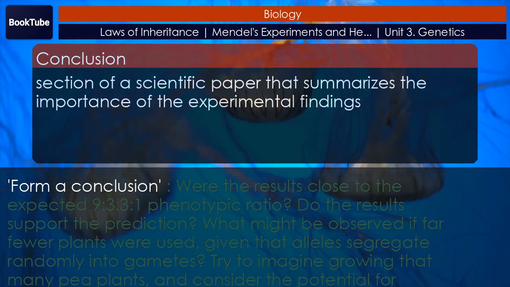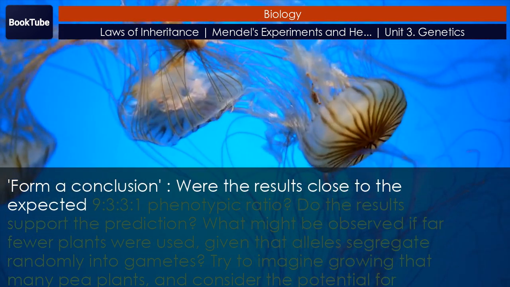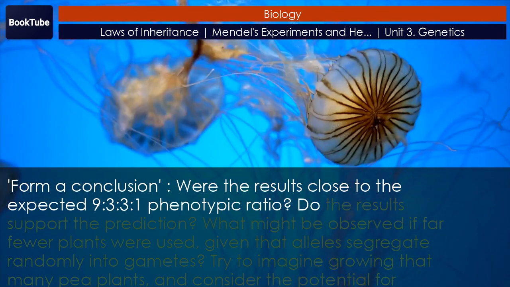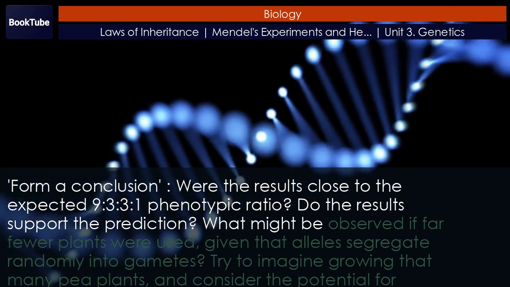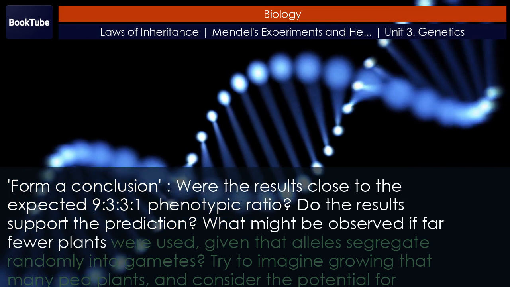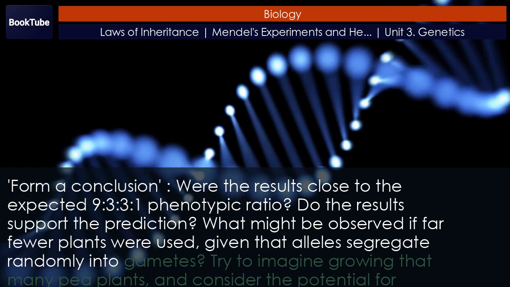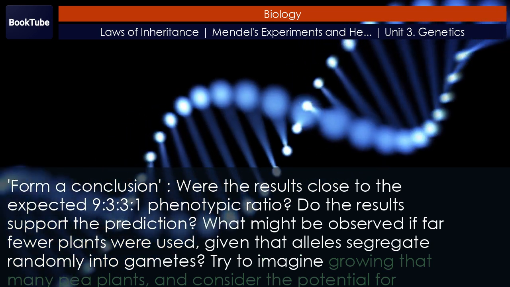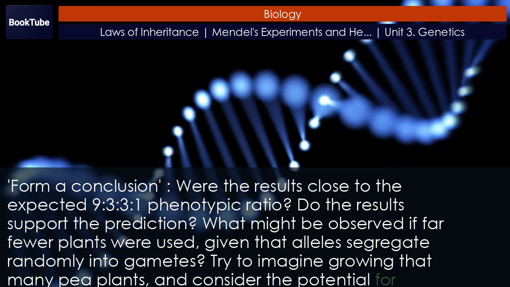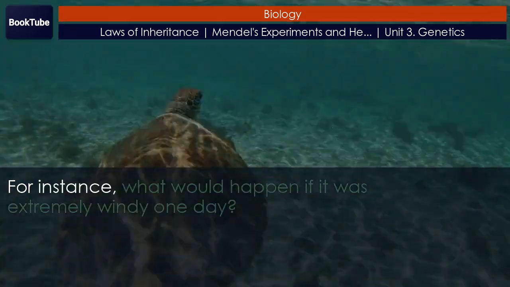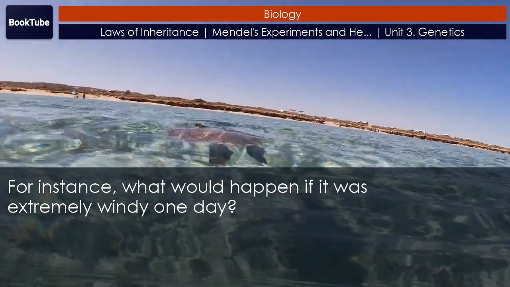Form a conclusion. Were the results close to the expected 9:3:3:1 phenotypic ratio? Do the results support the prediction? What might be observed if far fewer plants were used, given that alleles segregate randomly into gametes? Try to imagine growing that many pea plants, and consider the potential for experimental error. For instance, what would happen if it was extremely windy one day?